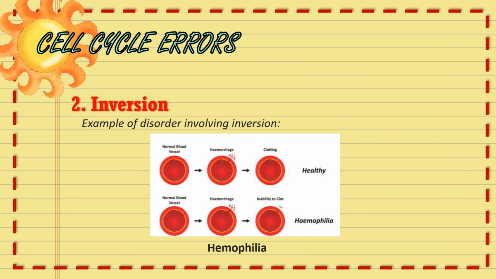An example of a disorder involving inversion is hemophilia. Hemophilia is a rare disorder in which your blood doesn't clot normally because it lacks sufficient blood clotting proteins. If you have hemophilia, you may bleed for a longer time after an injury than you would if your blood clotted normally.